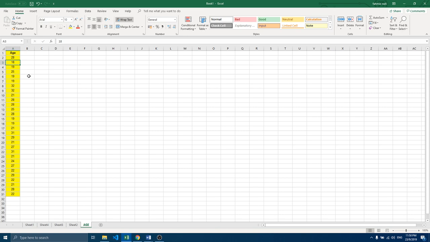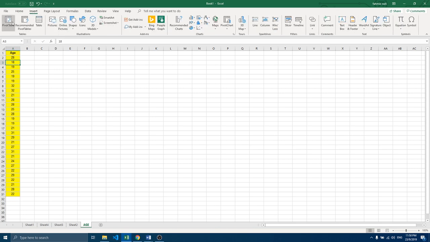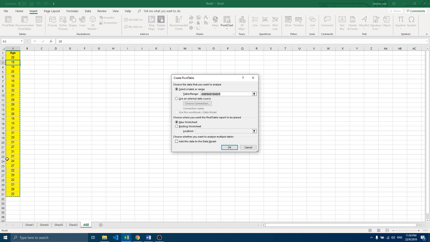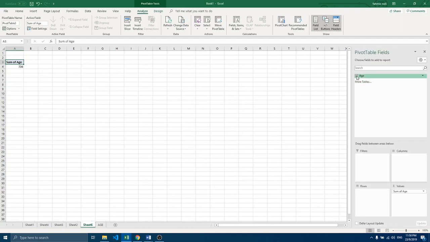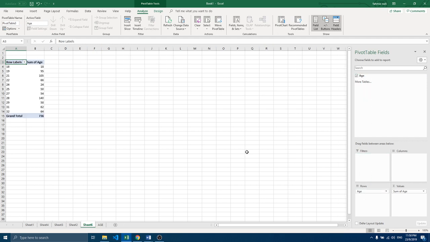how to draw a graph for age, and then how to find the mean, mode, median, variance for age data. Go to insert again, pivot table. So select all data, new worksheet, and OK. So once you click OK, you tick age and move to rows. And okay, so you can see here row labels is actually the age, and sum of age is actually we are not looking for sum. Actually, we have to use count.